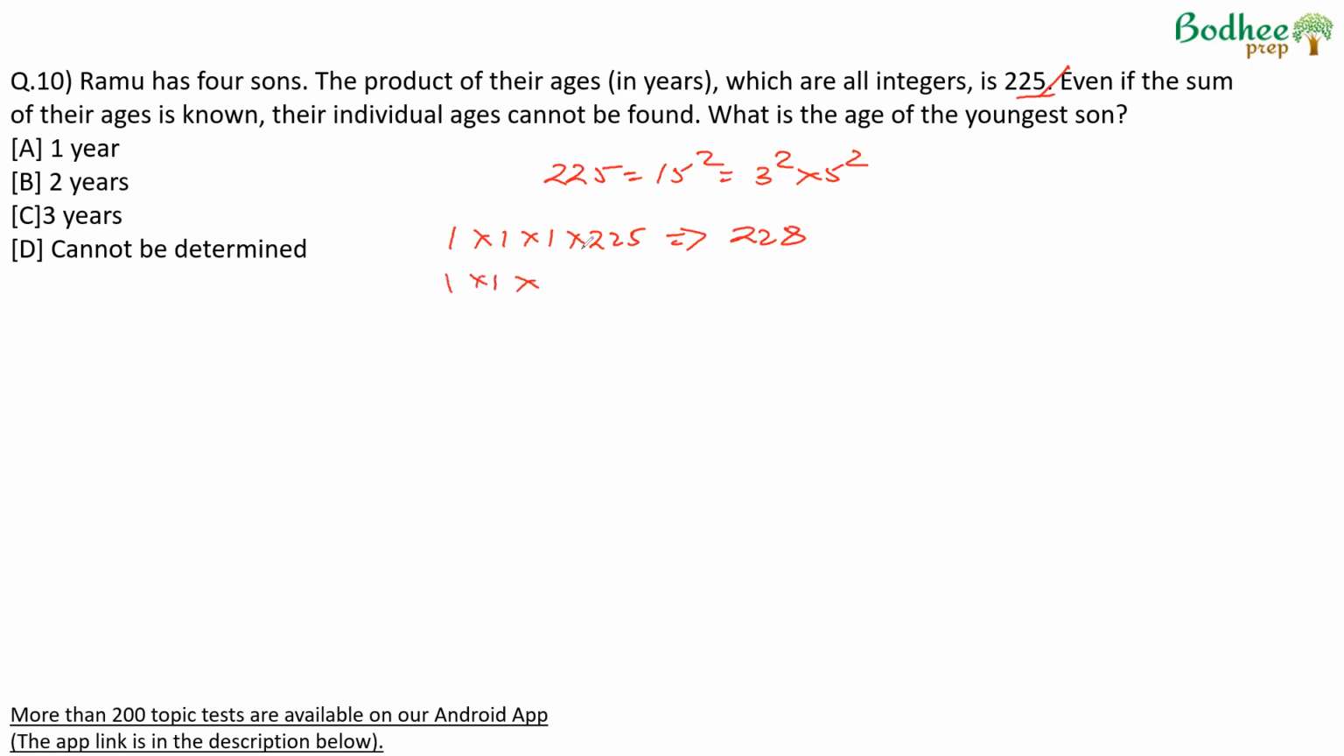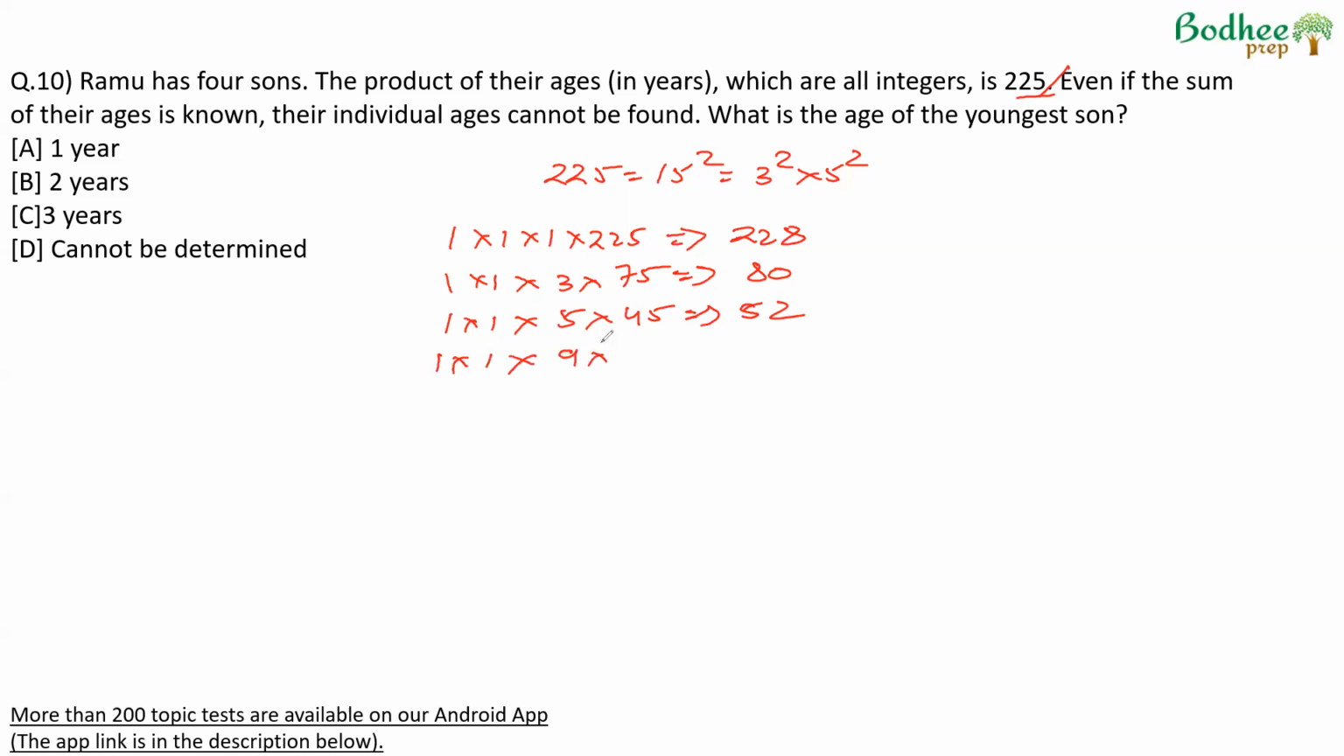1 into 1 into, take out the 3, 3 into 25 into 3, 75. Here, the sum will be 75 to 78 and 2, 80. 1 into 1 into 5 into 45. Here the sum will be 45 to 50 and to 52.